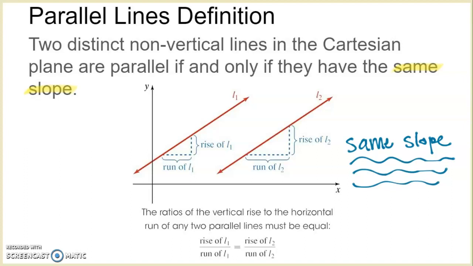So if we recall, two lines are parallel if and only if they have the same slope. So here in this image of these two lines, although we can't calculate the slope, these two lines will never intersect because their rise and their run is the same, which is what makes them parallel.